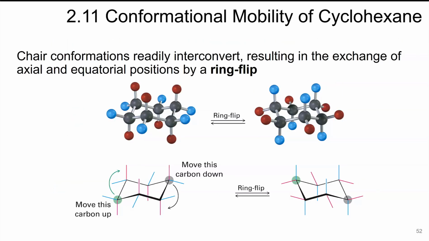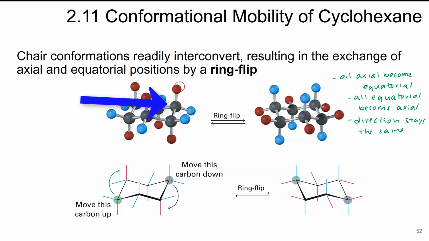Chair conformations can flip back and forth into different conformations, and that means that if you look at this first structure here, the red are pointing axial up or down. When it does the ring flip, all of the axials become equatorial, all of the equatorial blue ones become axial. So after a ring flip, all axial become equatorial. All equatorial become axial. Directions stay the same.